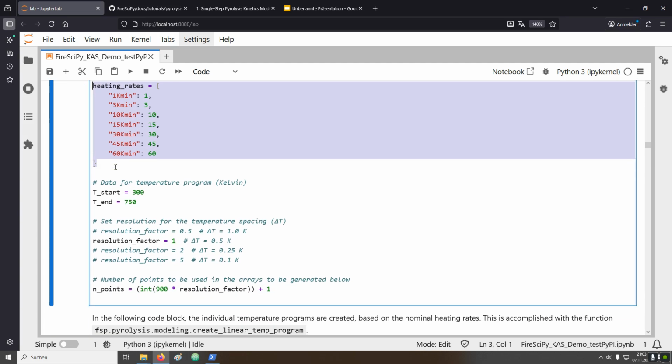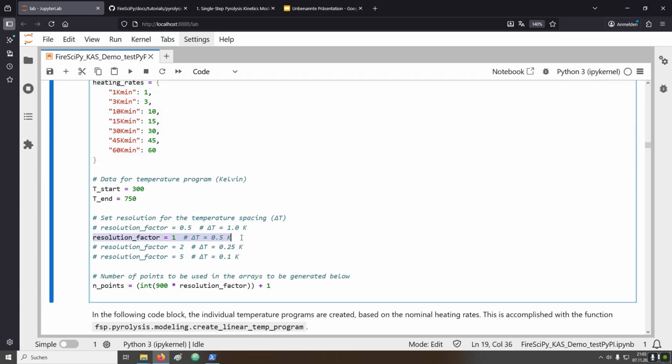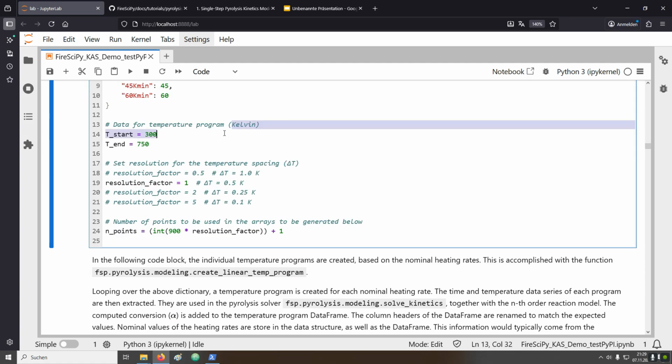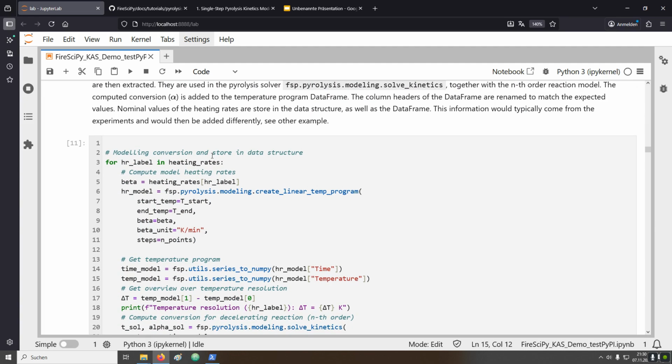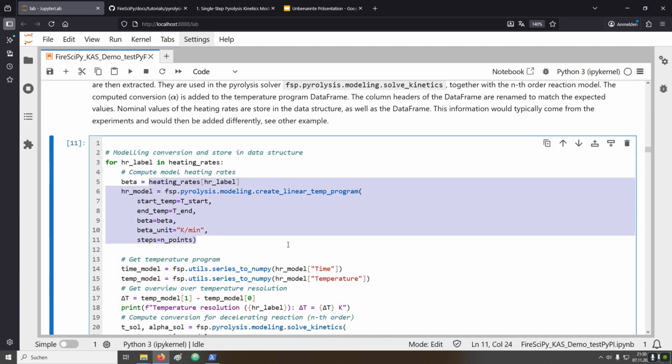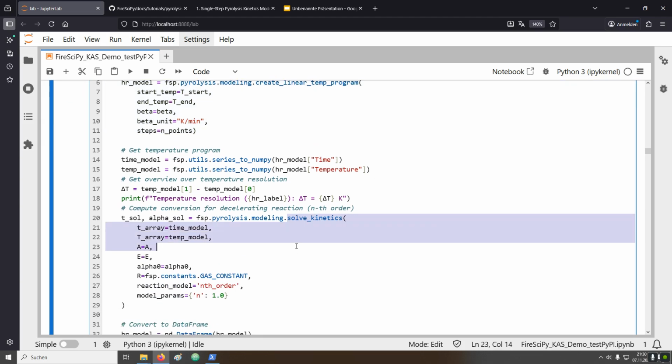The temperature resolution should also be high. Here it is set to 0.5 Kelvin. Feel free to download this notebook and play with the parameter to see its effect. Temperatures are required to be provided to FireSciPy in Kelvin. The temperature time series of the linear heating rate programs are generated like discussed in the previous video. They are then used to compute the conversion.